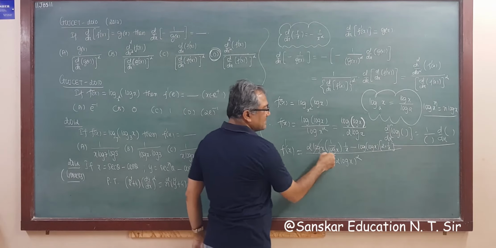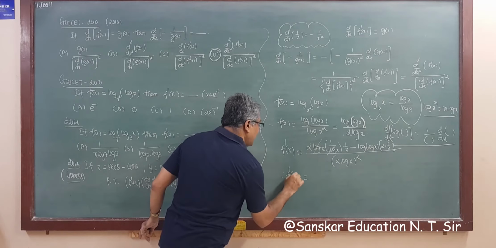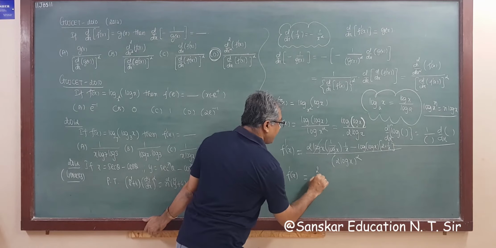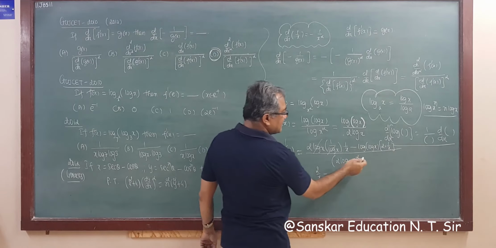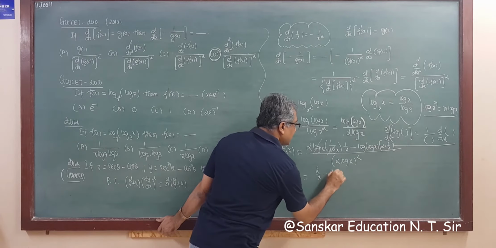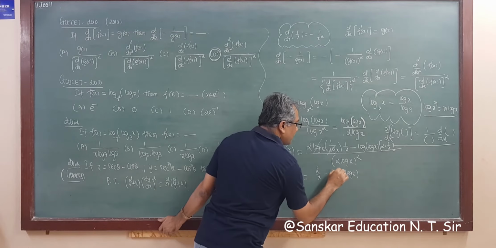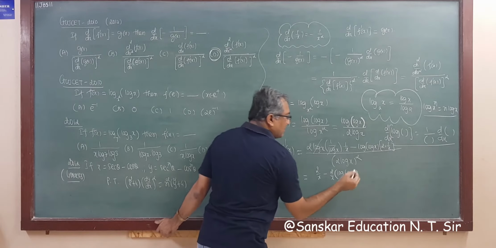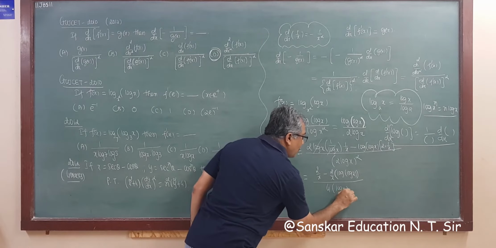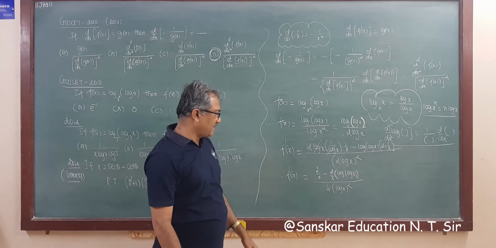So the log cancels. Remaining will be f'(x) is equal to 2 by x minus log of log x into 2 by x, so 2 by x into log of log x, whole upon 4 log x whole square.